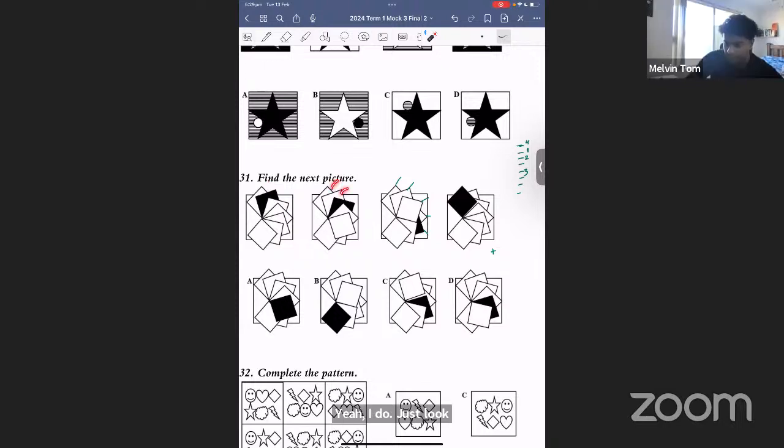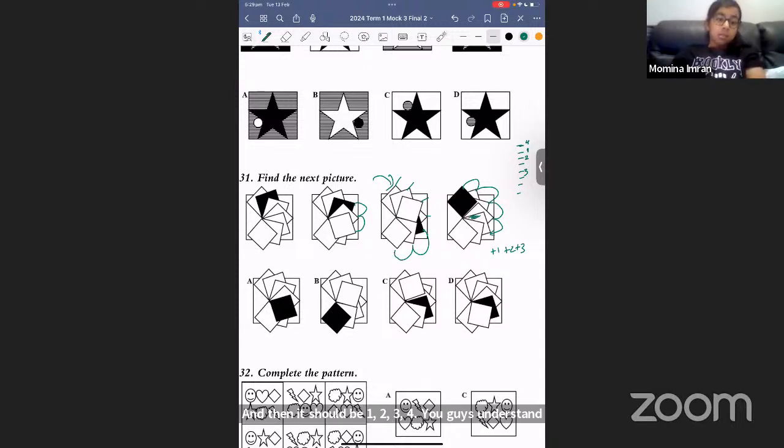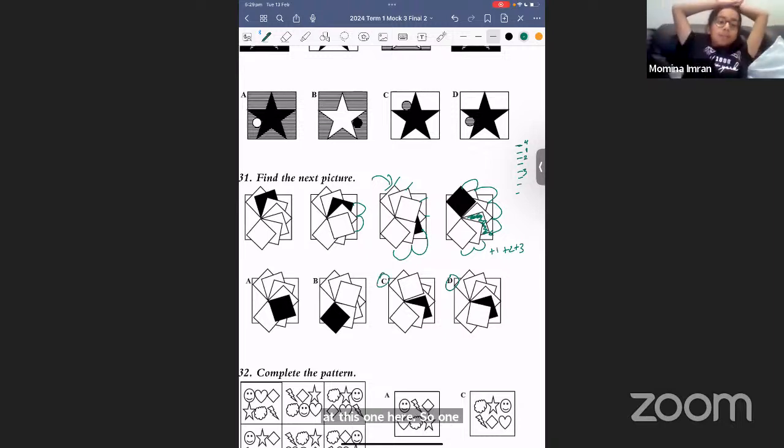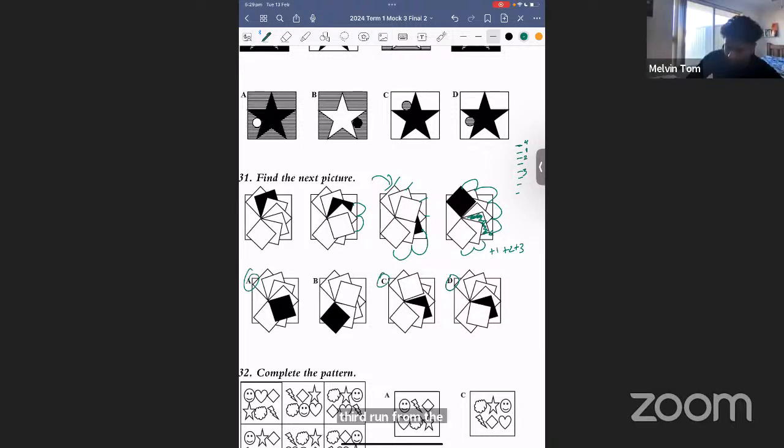All right. And then if you were to follow it, it goes from 1 to 2, it goes +1, as you guys mentioned correctly, +1. And then from 2 to 3 it goes 1, 2, and up here, which is 3. And then it should be 1, 2, 3, 4. You guys understand? Yes. So the answer should have the black at this one here. So 1, 2, 3, the third rung from the bottom. And the answer could be B, or it could be A.